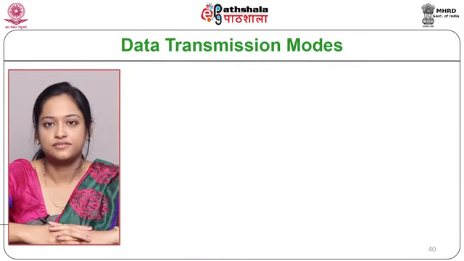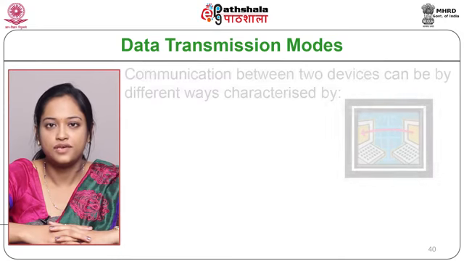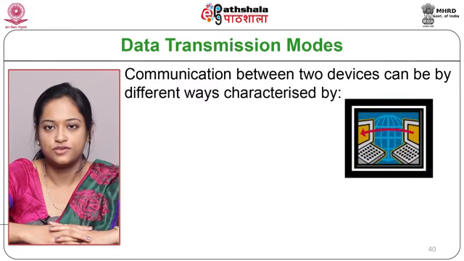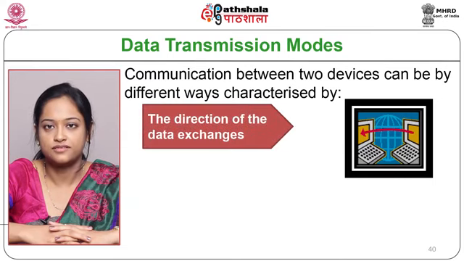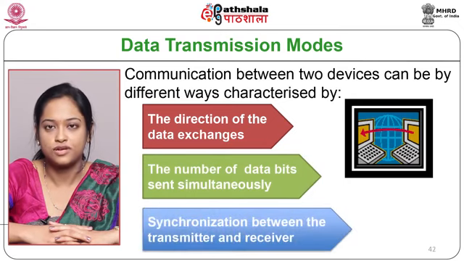Now let us learn about the different types of data transmission mode. Data transmission refers to the movement of data bits along the transmission media connecting 2 devices. Data transmission between 2 connected devices can be in various ways. The transmission can be characterized by, number 1, the direction of data exchange, second, the number of data bits sent simultaneously, third, the synchronization between the transmitter and the receiver.